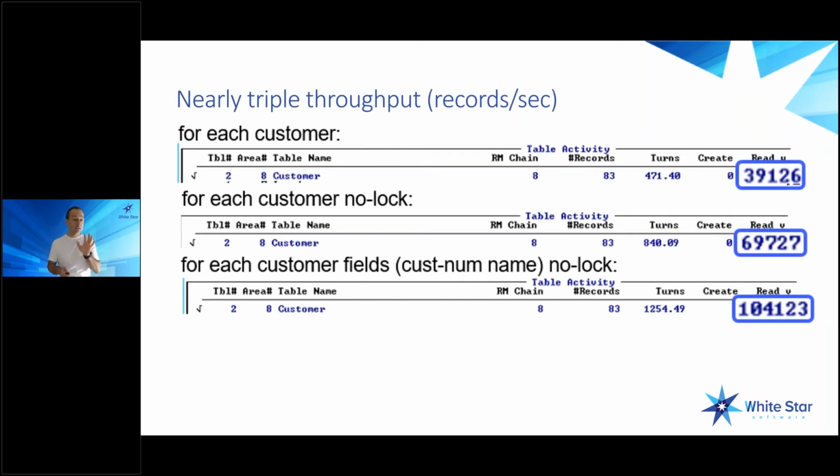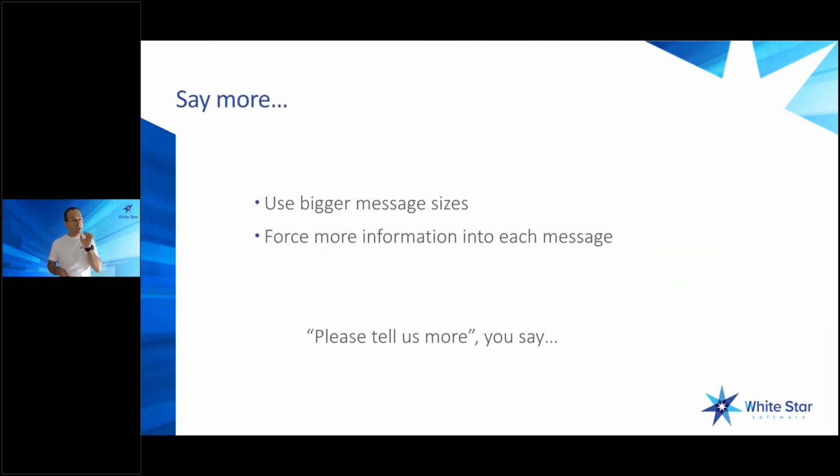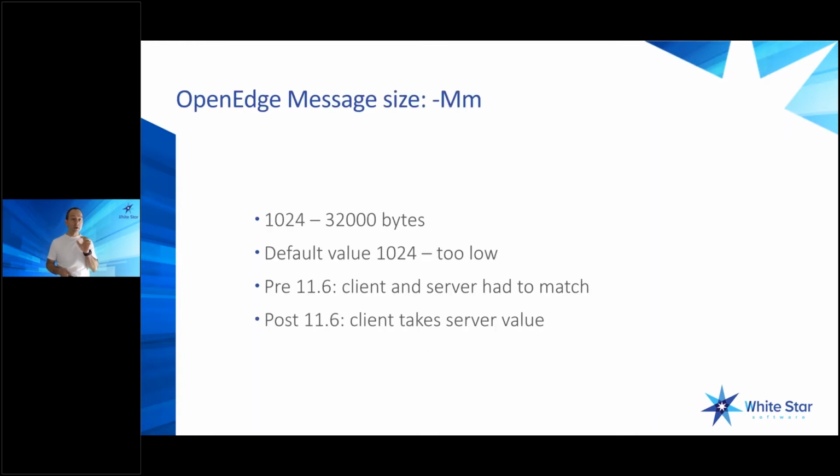So I'm going to jump over this, and I want to go more into the technical DBA side of things, right? So let's talk about using bigger message sizes, and let's talk about forcing more information into each one of these messages. So what do we do? On the OpenEdge side, there's this -mm message buffer size parameter, and the default value is 1024. It's very, very small, right?